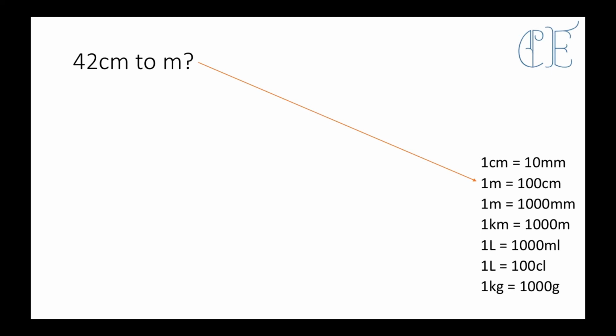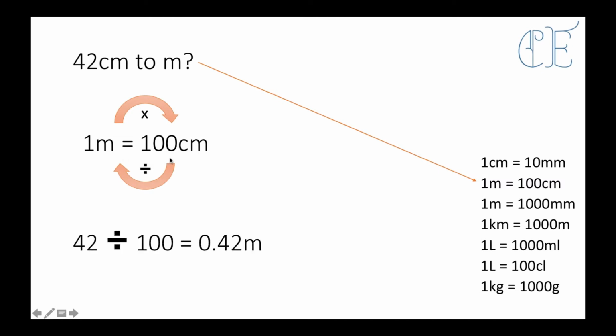Okay, so drawing out my diagram as before. Arrow, multiply and divide. I'm in centimetres, I'm here. I want to go to metres, so I'm going to have to divide by 100. 42 divided by 100 is 0.42 metres.